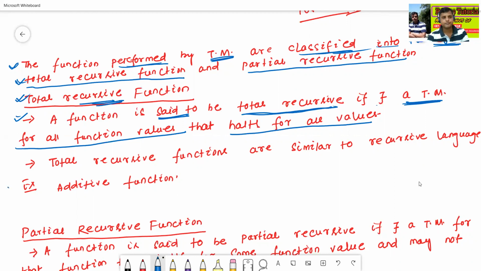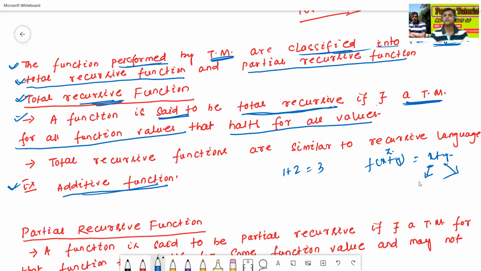For example, what is the example? Additive function. Suppose 1 plus 2 equals 3. This is a function, so f of x plus y equals f of z, where z equals x plus y. x, y may be positive values or negative values, or x positive and y negative, or vice versa, but whatever they may be, the Turing machine will halt for all x values and all y values. This is called a total recursive function.